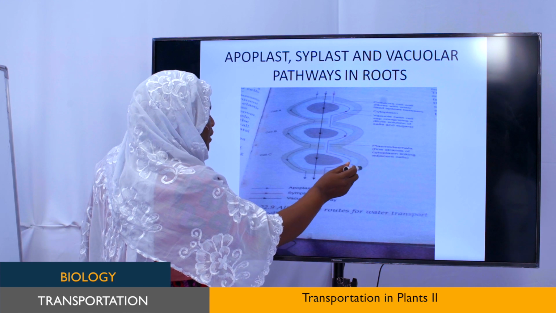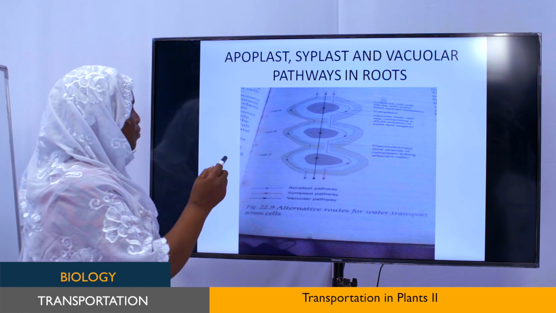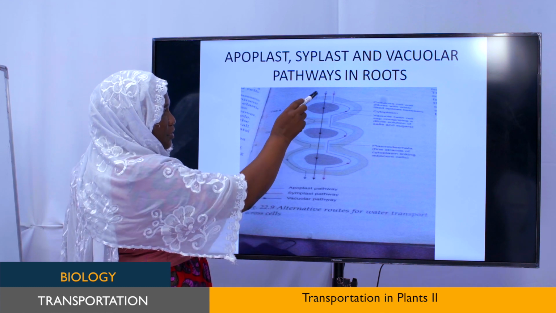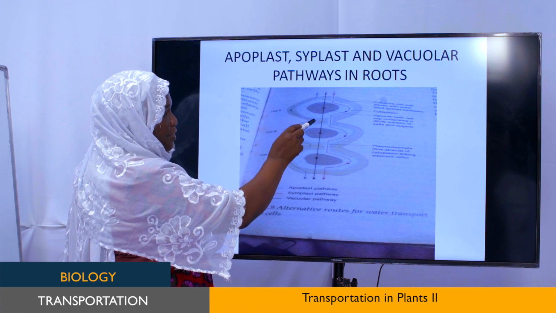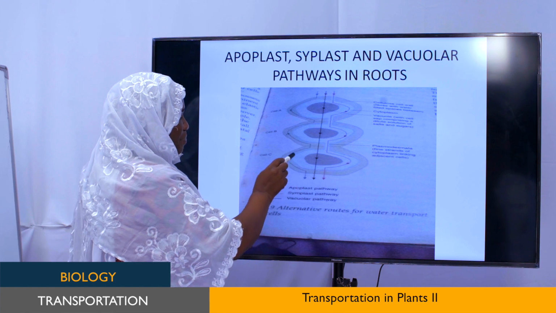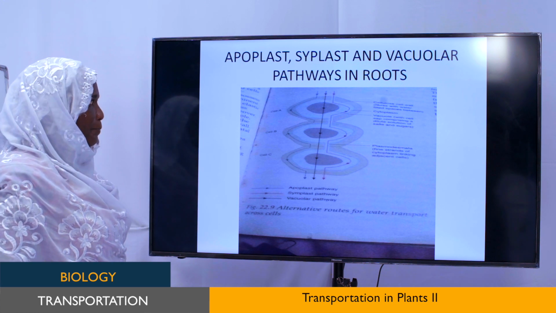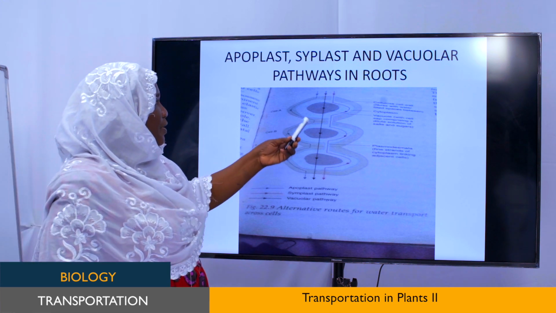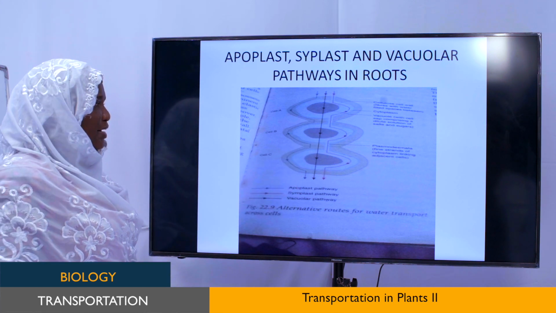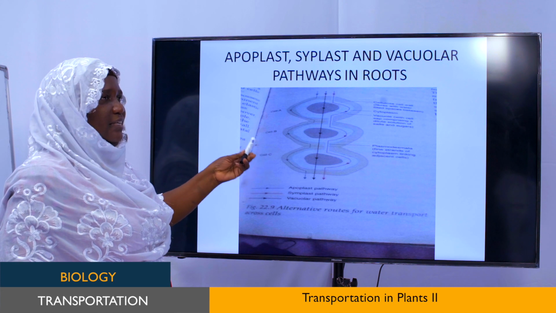Therefore, this way is what is called the symplast pathway. And the last one moves through the cell wall, from cell wall A, then to cell wall B, then to cell wall C. This pathway is what is known as the apoplast pathway. But in this diagram, the Casparian strips have not been indicated. The reason is that the names given here are only A, B, and C.